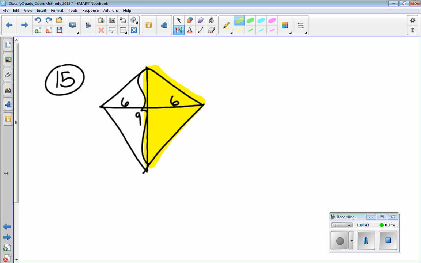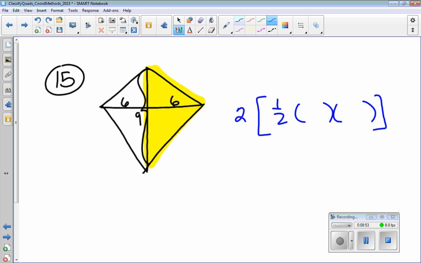And don't I have the base and the height already? Do you see that? So this one would just simply be 2 of those triangles. And it's 1/2 base times height. What's the base of that triangle? Actually, the whole thing is 9. That's the base of the whole thing. Okay? So it's actually 9. And then the height is just 6. It's just turned sideways. Okay? So that would be the formula to find the area of that kite.